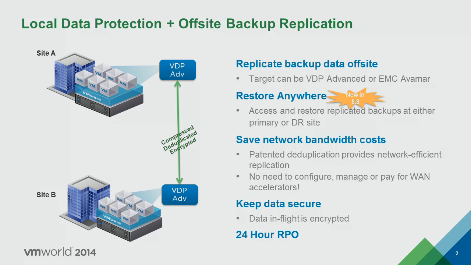So VDP Advanced has the ability to replicate your backups from your original VDP appliance, say in site A, to another appliance in site B. It, of course, doesn't have to be VDP in both locations. In case you have a central data center which is running Avamar, for instance, or you have a contract with a service provider who is running Avamar, then you can also replicate to an Avamar server.